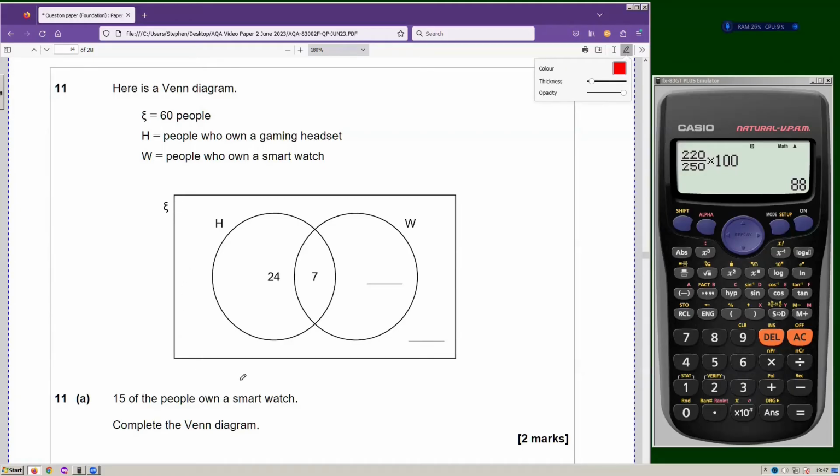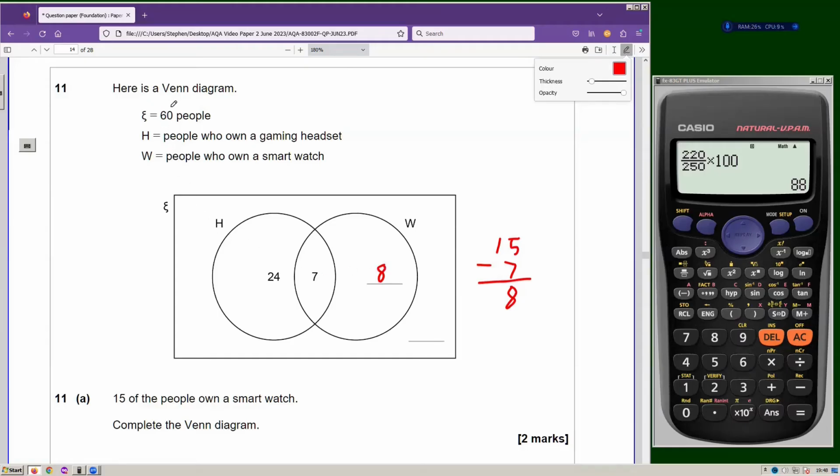15 of the people own a smartwatch. So 15, that means the total of the people, 15. So complete the diagram. That's going to be 15 minus 7. 7 from 15 is 8. So 8 goes in there because the smartwatch is going to be 8 plus 7.